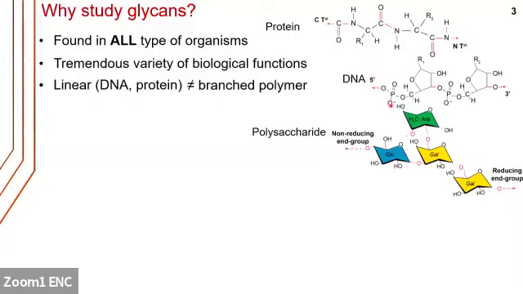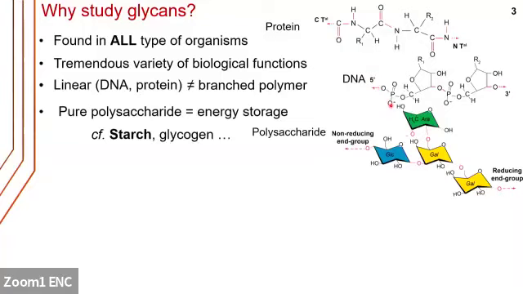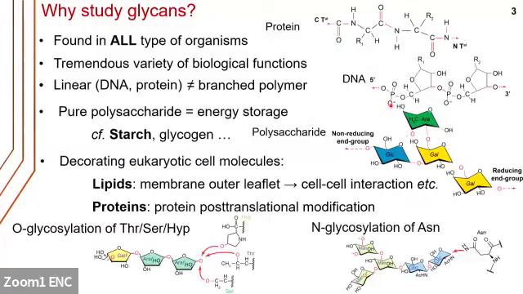Glycans can be found in the cell as a pure polysaccharide, usually associated with energy storage, such as starch or glycogen in plants and animal cells. But they can also be found decorating other biomolecules, such as lipids, giving in algae galactolipids that are very important for photosynthesis, and they can also be found decorating proteins, giving glycoproteins.